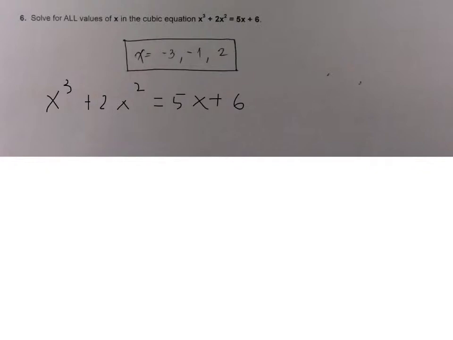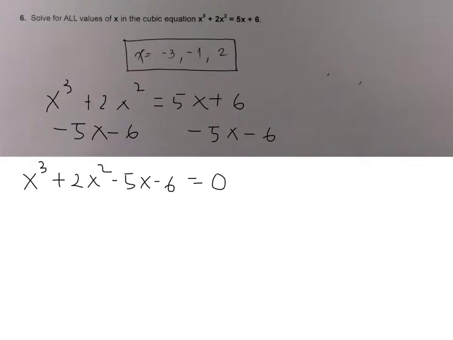So subtracting 5x and 6, you have to do that on the other side too: minus 5x and minus 6. So this will turn into x cubed plus 2x squared minus 5x minus 6. The other side is now equal to 0 because 5x minus 5x is 0, and 6 minus 6 is 0.